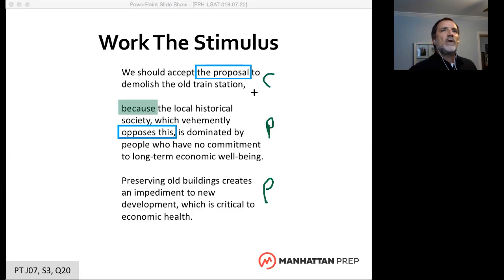How are we supposed to know if the people who oppose have no commitment to long-term economic well-being? So that's a really good question, Nicole. And what I would say is, again, I mentioned this earlier, the LSAT is not going to test your ability to know whether facts are true or not. So, if you identify this statement as the support for the conclusion, and you're saying, well, do I believe the support? Do I believe the evidence is true?